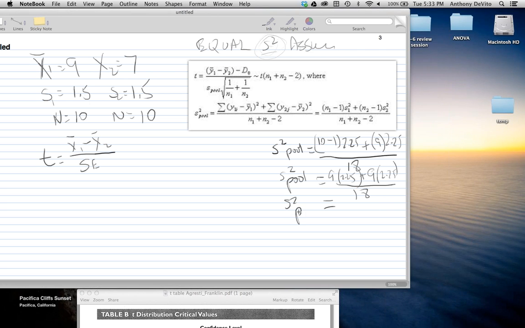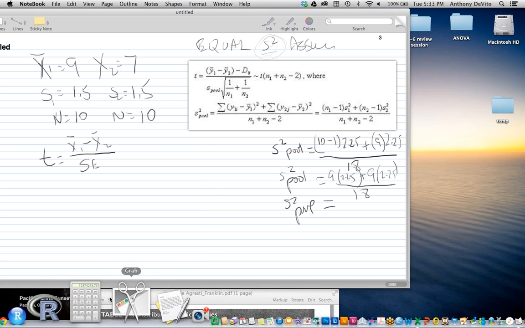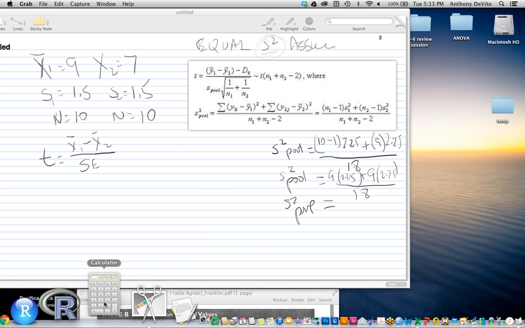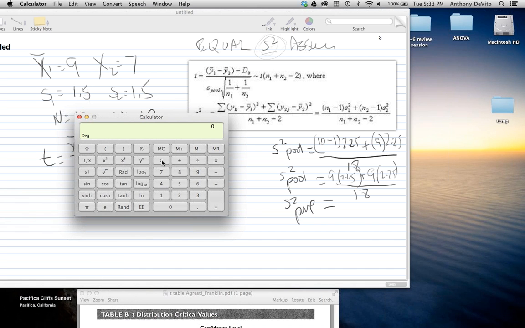Okay, so S squared pooled is going to be equal to, well, let's calculate this. Where's my calculator? What happened? I clicked it. There it is. Let's clear it. Let's see, 9 times 2.25 is equal to this, and I'm going to multiply it by itself.